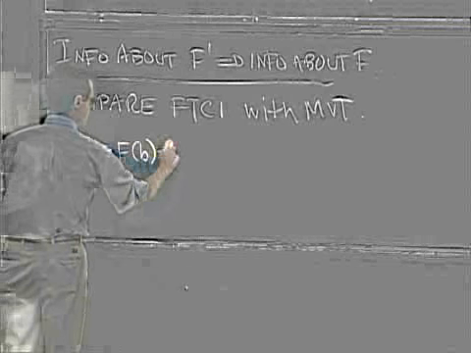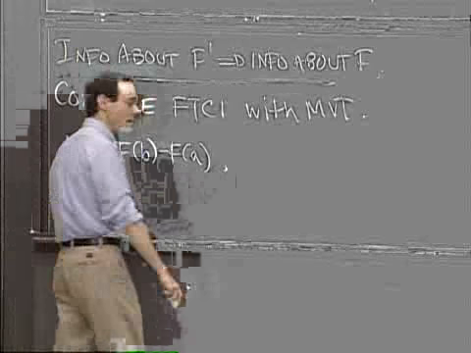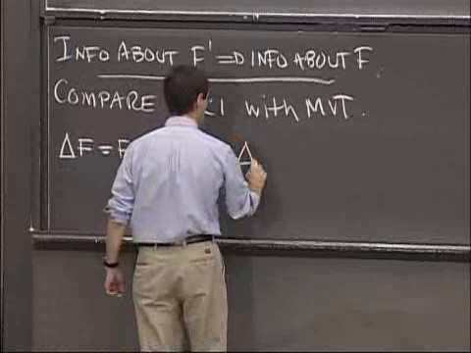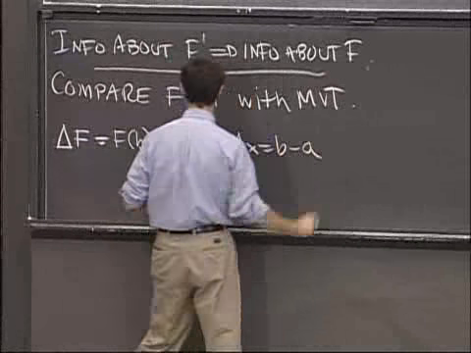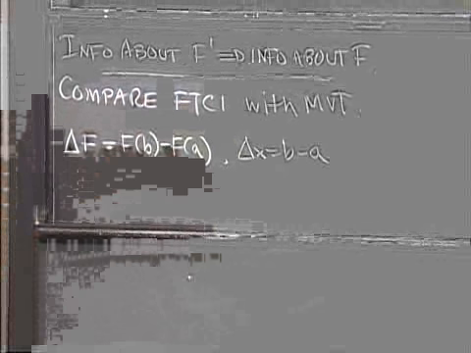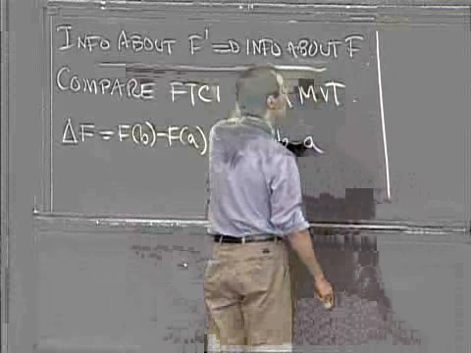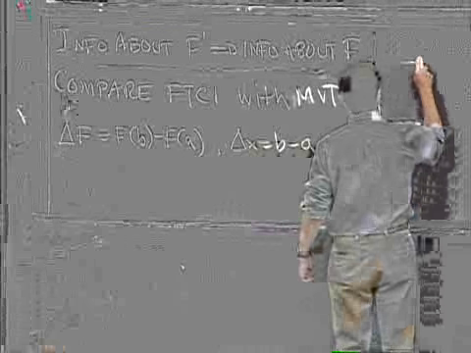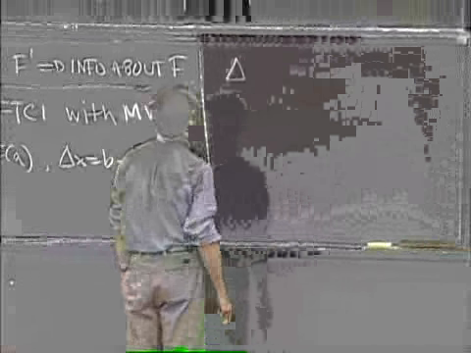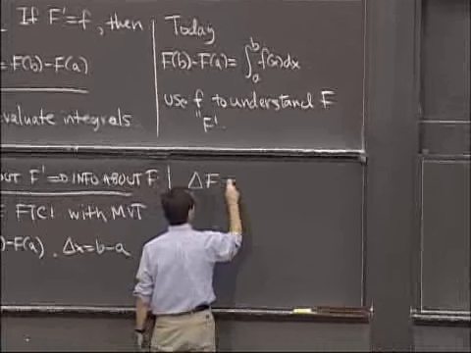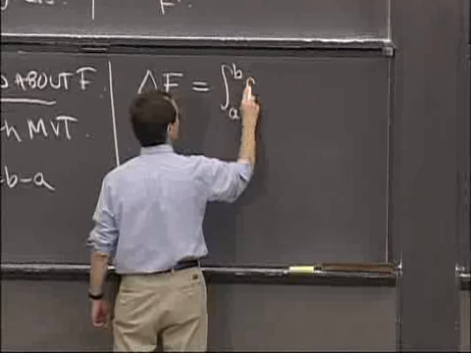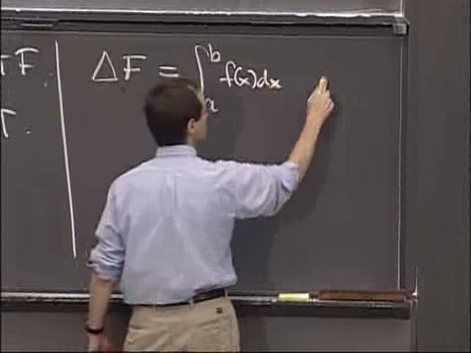I'll write delta f is f of b minus f of a. And another highly imaginative notation, delta x is equal to b minus a. So here's the change in f, there's the change in x. And then this fundamental theorem can be written, of course, right up above there is the formula, and it's the formula for delta f. So this is what we call the fundamental theorem of calculus.